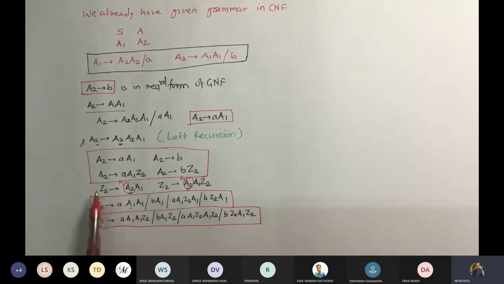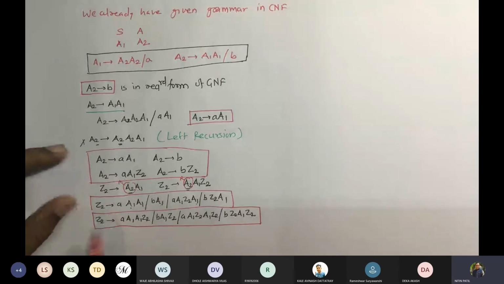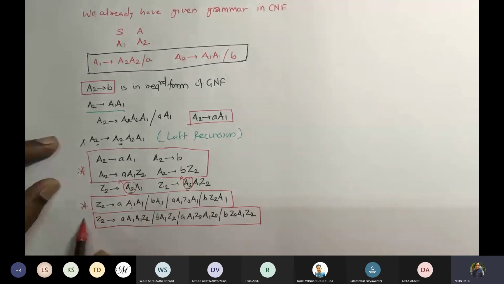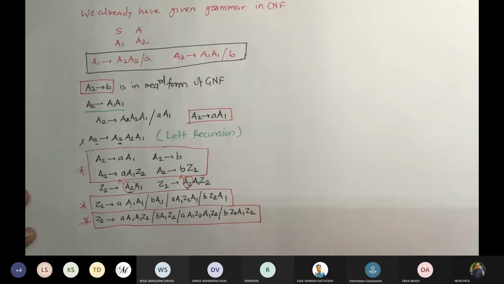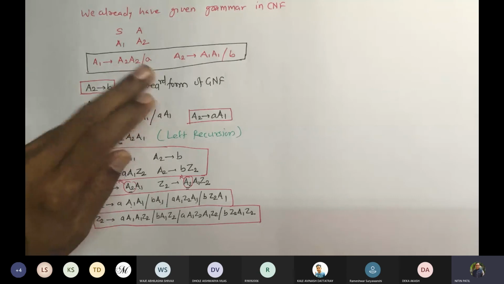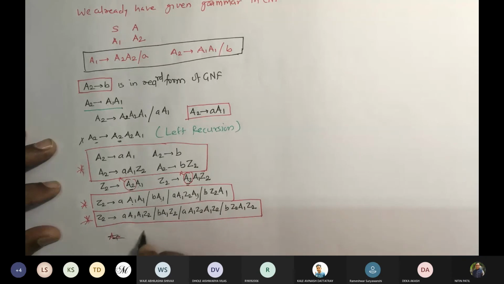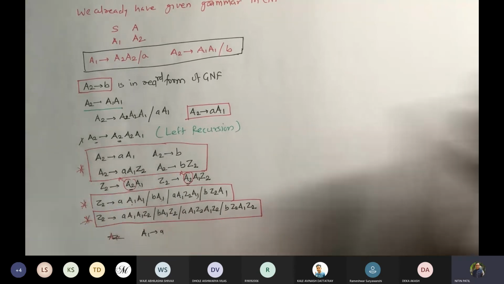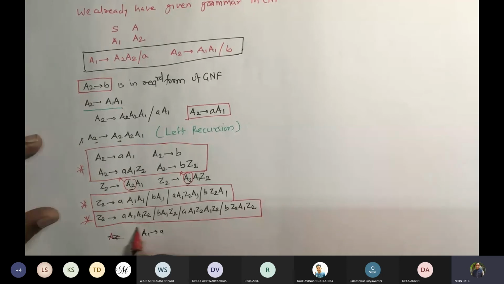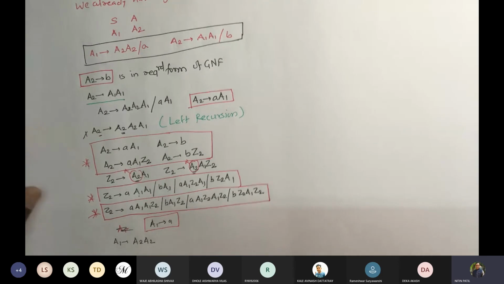So if you see, all A2 productions and all Z2 productions are in required form. Am I correct? Which are marked with red now. Correct. So let me mark them by star. So these are in the required form. Now what is remaining? We still have to consider this A1 gives A2 A2. So now we have to concentrate on A1. A1 gives A is in required form. Correct. Now what is remaining? The remaining production is this, A1 gives A2 A2. How many values are there for A2?